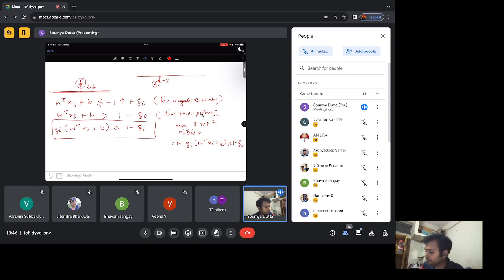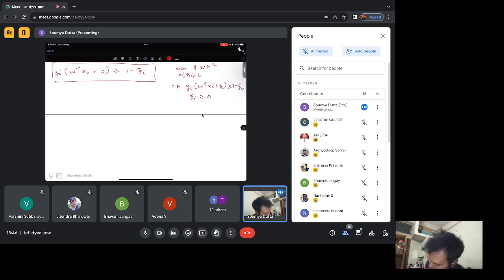Okay, so you solve this problem, and you will see that SVM does not work. And one more thing is zeta i must be greater than 0. So till now, I will rewrite the problem here: norm of W squared, such that yi W transpose xi plus b is greater than or equal to 1 minus zeta i, and zeta i is greater than or equal to 0. This is your problem till now.